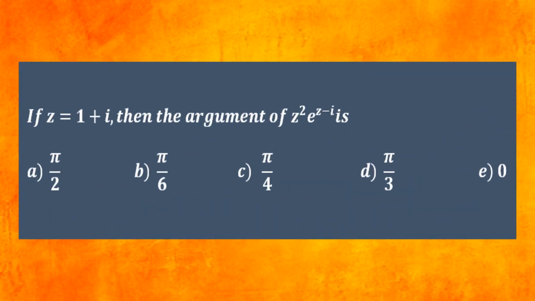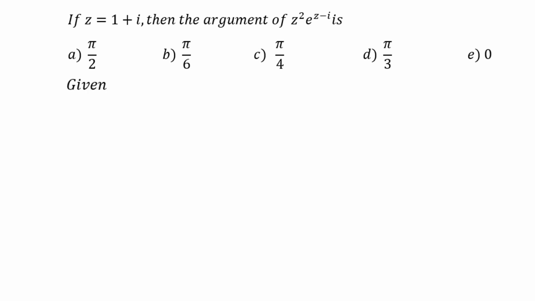Next question: if z = 1 + i, then the argument of z^2 e^(z − i) is: pi/2, pi/6, pi/4, pi/3, or 0. Here z = 1 + i, then z^2 e^(z − i) equals (1 + i)^2 e^(1 + i − i).